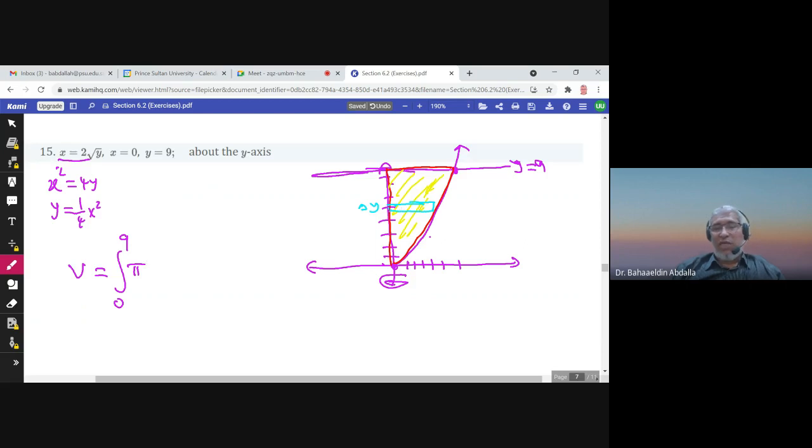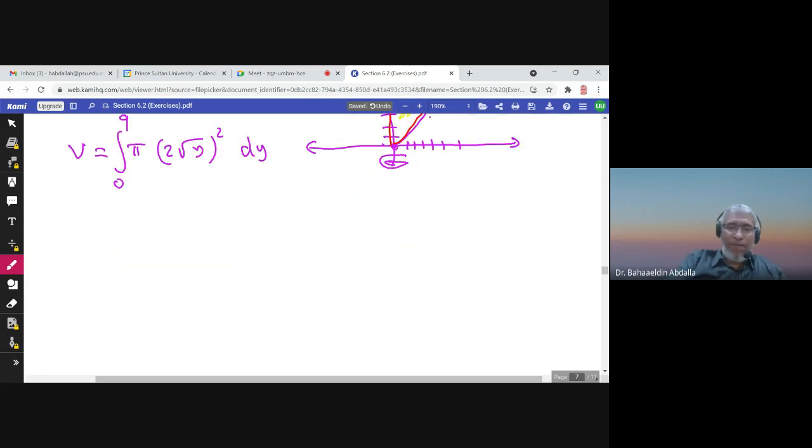What is the radius? It is this distance, and this distance is just x because this point has coordinates x and y. Which x? It is x of the parabola, which is 2 square root of y. You raise it to the power 2, dy. This will give you the volume.